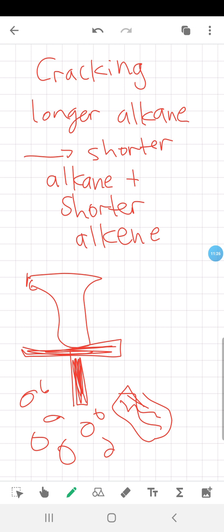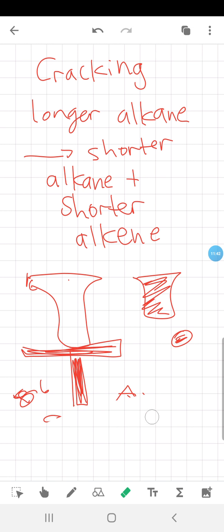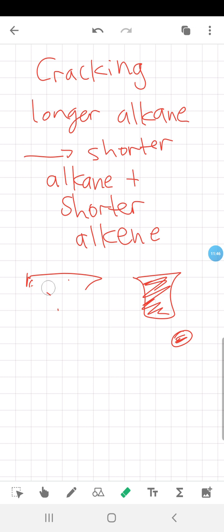So this is still the same material. Like the porcelain or whatever was in this vase to begin with will be present in the broken pieces. It's the same thing. It's just a smaller version of it. Because you started off with something that big and you ended up with something this small. So cracking is basically making a smaller version of something. So if you started off with a longer alkane, you have to end up with a shorter alkane.